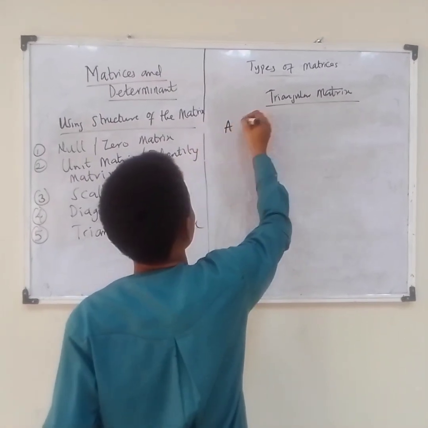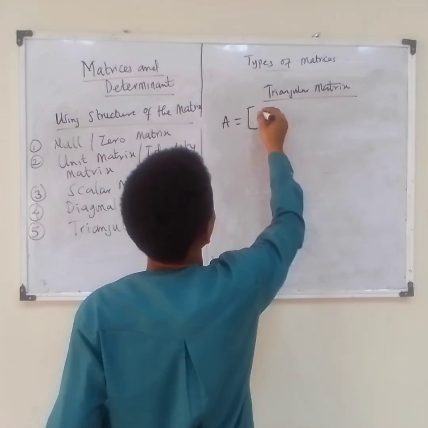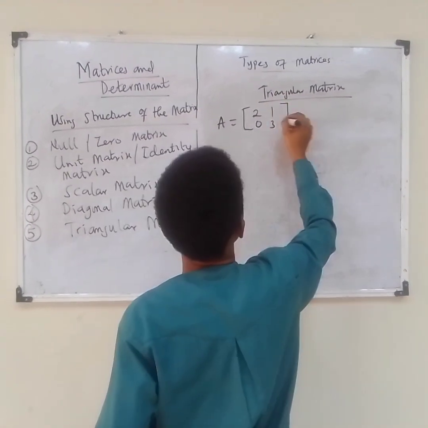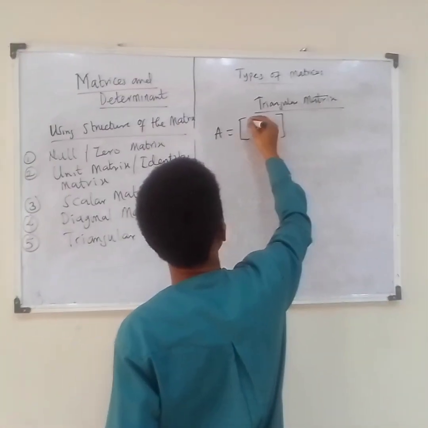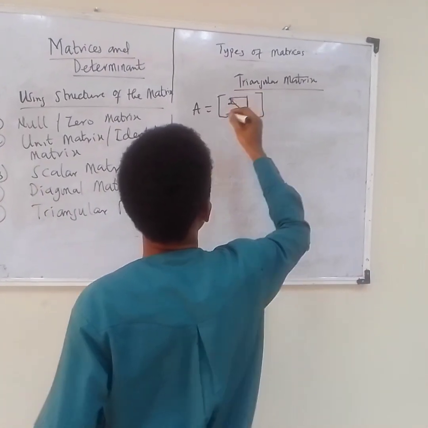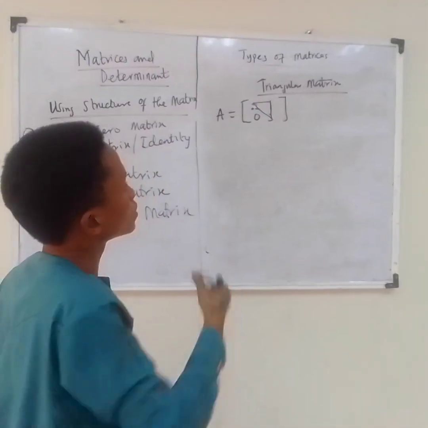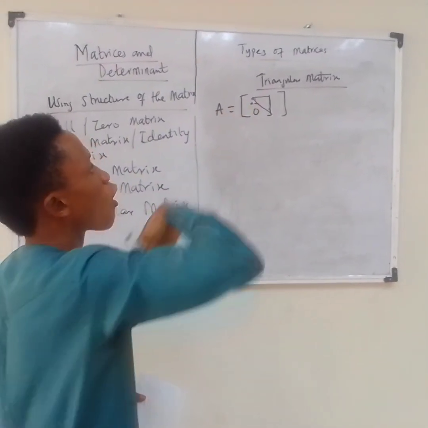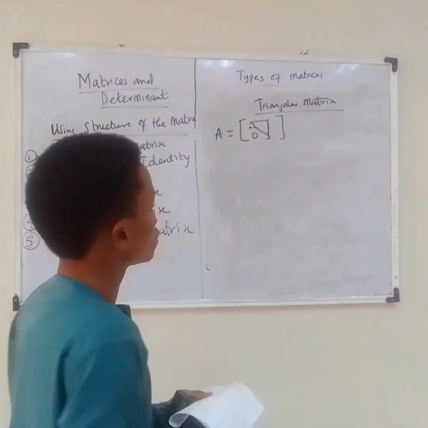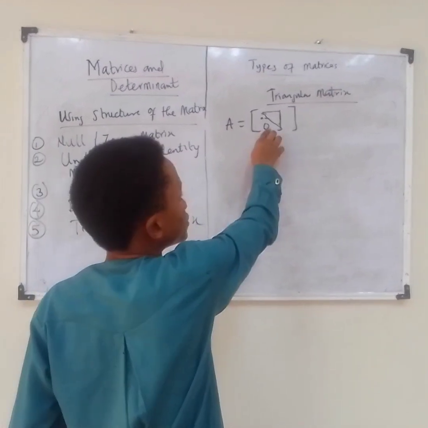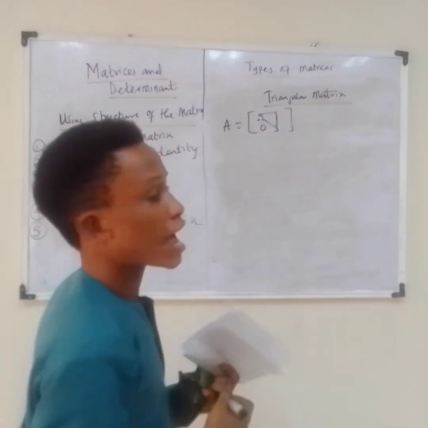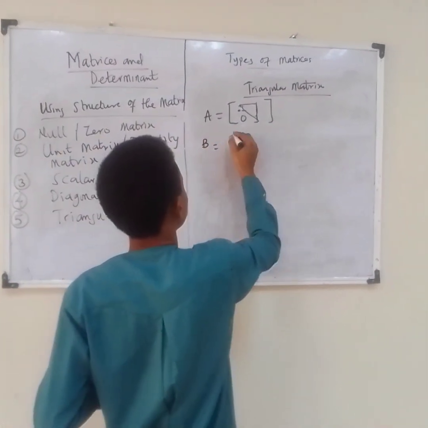Take for instance, matrix A equals, let's say, 2, 1, 3. Then you have 0. So this is the leading diagonal. If you try to bring this together, it forms a right angle triangle. In this kind of matrix, we call it upper triangular matrix. So the element that I have here is 0, below what we have in the leading diagonal.